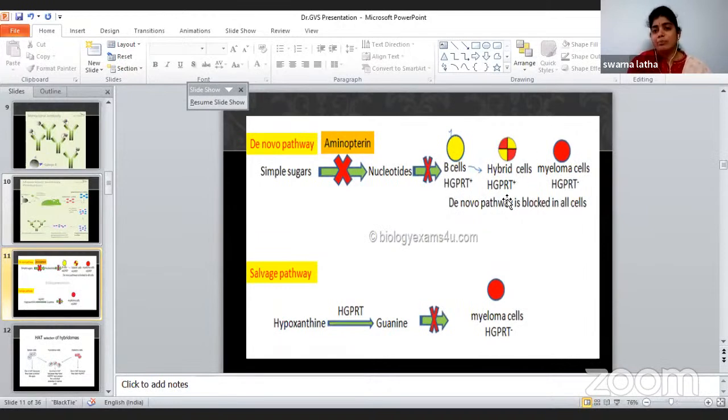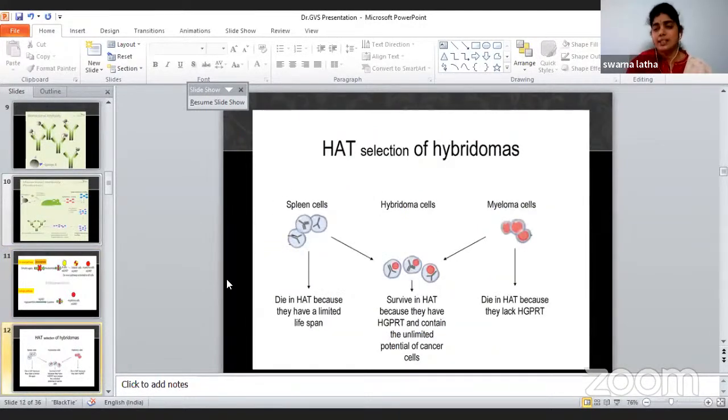Now in the HAT medium, we are left with a hybrid cell that is one B cell and myeloma cell. Here the myeloma cell is HGPRT minus, but as it is a hybrid with a B cell, it will get the HGPRT from the B cell and then it will be able to survive. Only the B cell will have a limited lifespan, but now it is a hybrid of a myeloma cell, so it will acquire the characteristic feature of immortal growth. In this way, we can select the hybrid cells from a HAT medium.